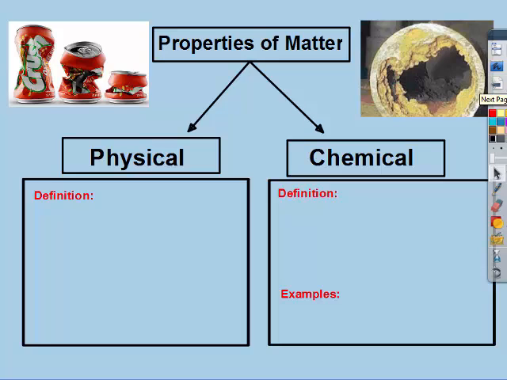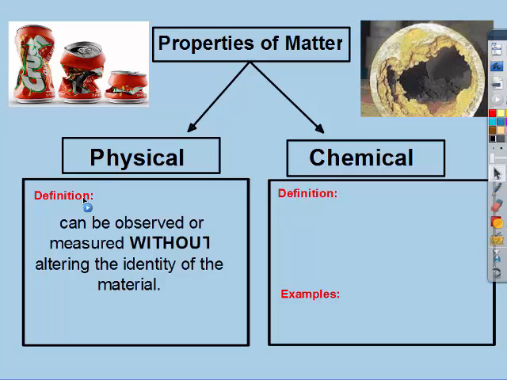Properties of matter can be classified as physical or chemical. A physical property can be observed or measured without altering the identity of the material. So if I wanted to get the mass of an object, I could just put it on a scale and measure it. I wouldn't have to change it at all.